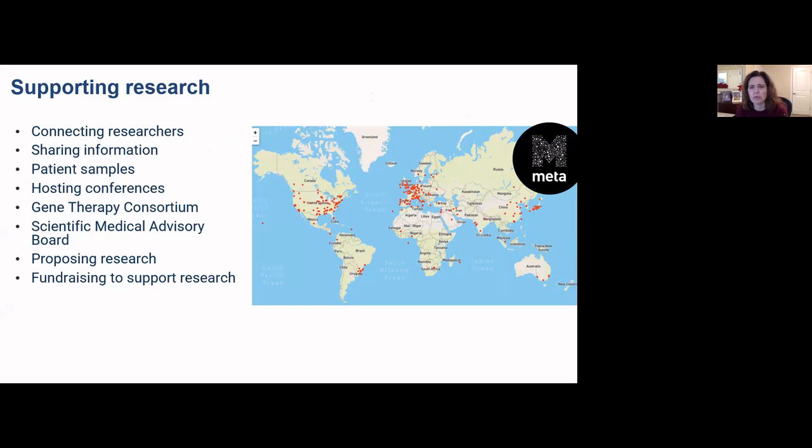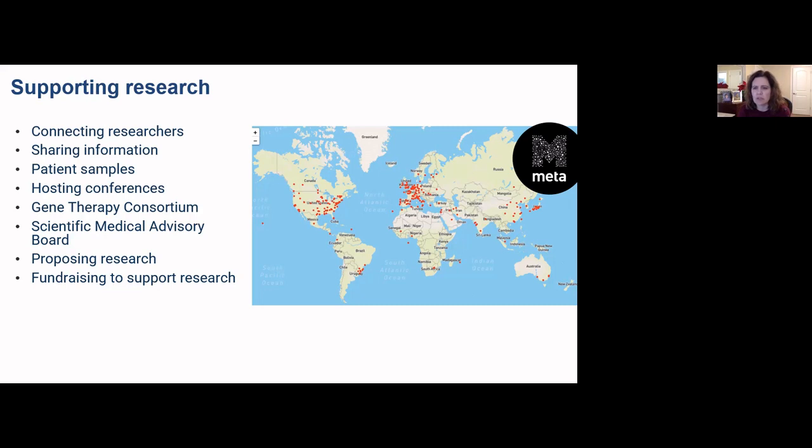We do this through supporting researchers. So we hold a yearly symposium where we bring researchers together. The map that you see are papers that were published on creatine deficiencies. We reach out to these researchers that we find through PubMed and invite them to speak at our conferences. We connect them with one another so that they can exchange ideas and increase the speed of their research. And we share information with them.